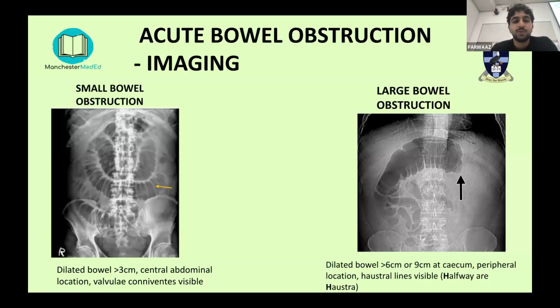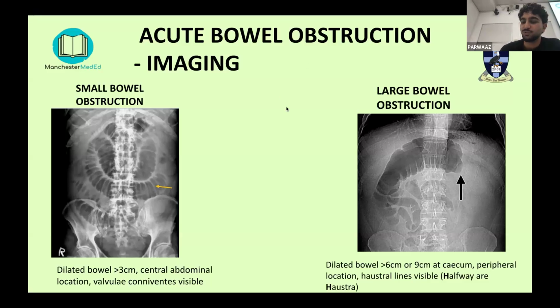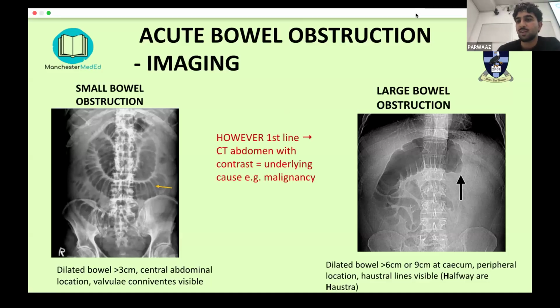So abdo X-ray is a good way of doing your initial management, especially with exams. But sorry, guys, in the sort of first line investigation sense, you always need to do a CT abdomen.